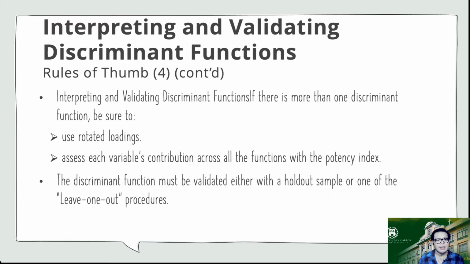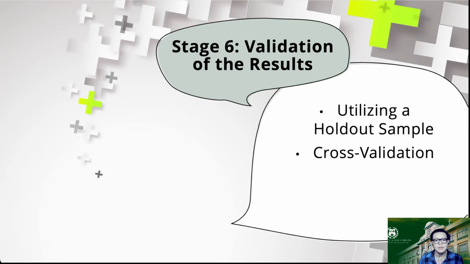Continuation, interpreting and validating the discriminant function. If there is more than one discriminant function, we need to use rotated loadings and also assess each variable's contribution across all the functions with a potency index. And of course, the discriminant function must be validated, either with the holdout sample or the leave-one-out procedure. Stage 6 has to do with utilization of the holdout sample and cross-validation.